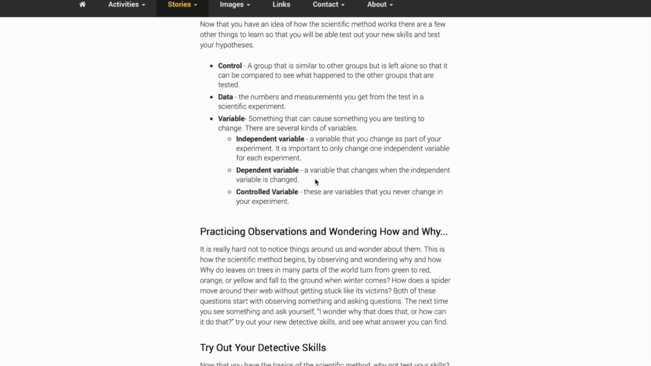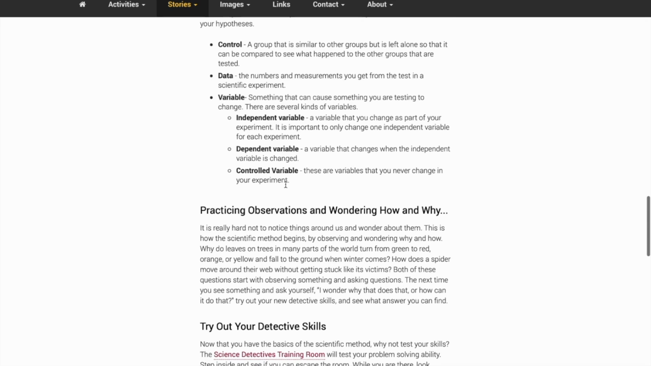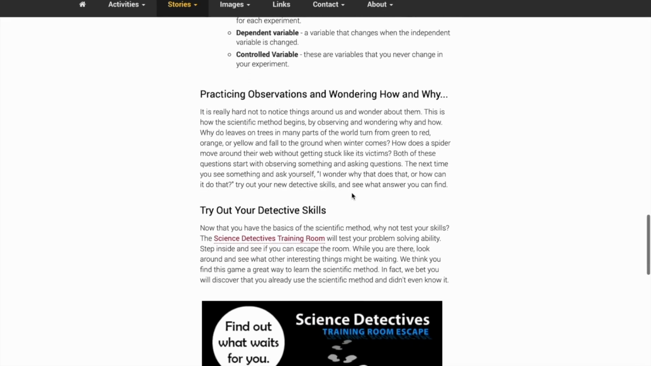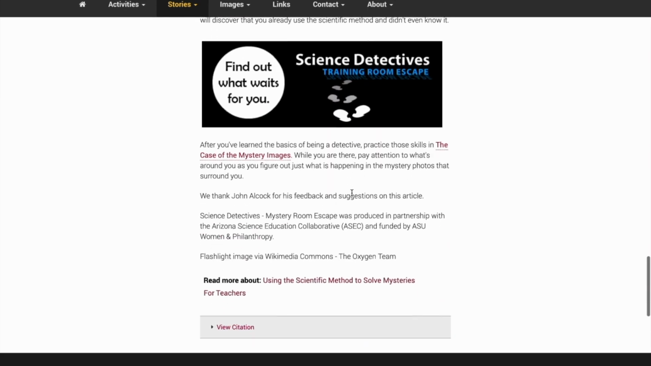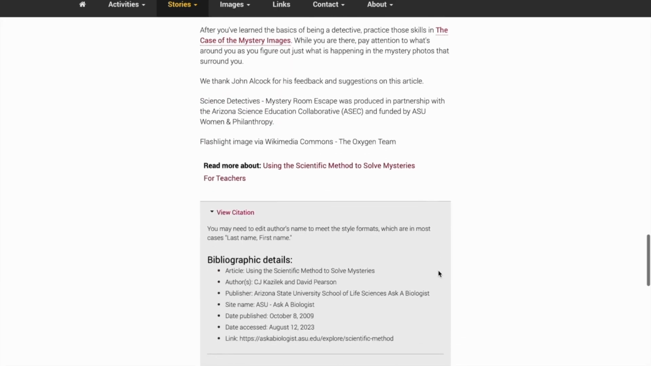Dependent variable: a variable that changes when the independent variable is changed. So this is going to be dependent upon this. And then again, we have our controlled variable. These are variables that you never change in your experiment. So again, you can practice this on your own. You do it every single day, which we do. And it's very simple. So here's a citation for this particular article, and good luck.